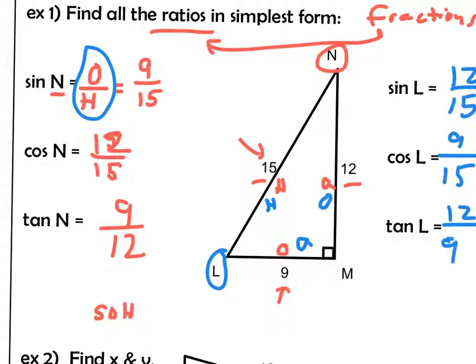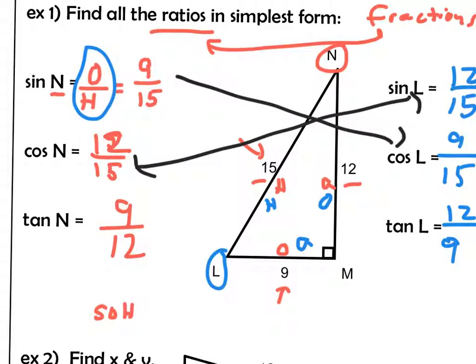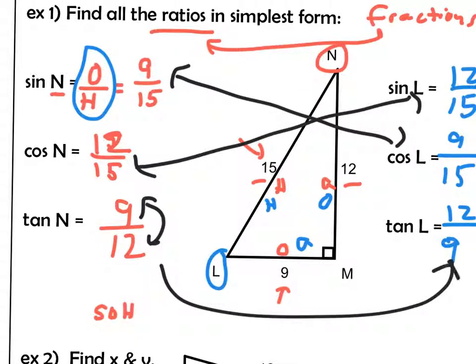And you can kind of identify patterns here. For example, the cosine of one angle is the same as the sine of the other, and the sine of one angle is the same as the cosine of the other, and tangent just gets reciprocaled when you're talking about different angles in one triangle.